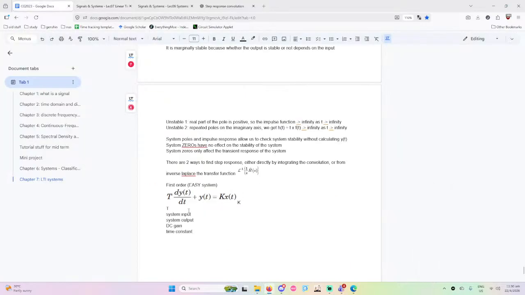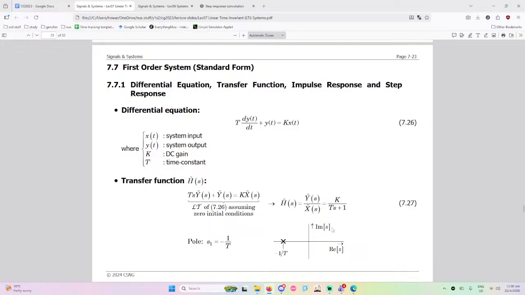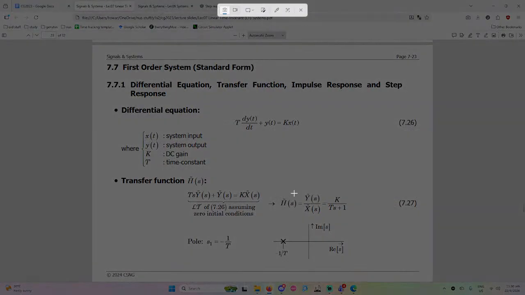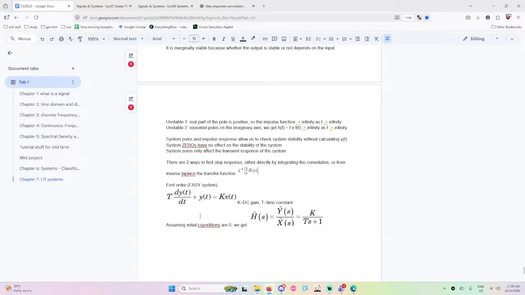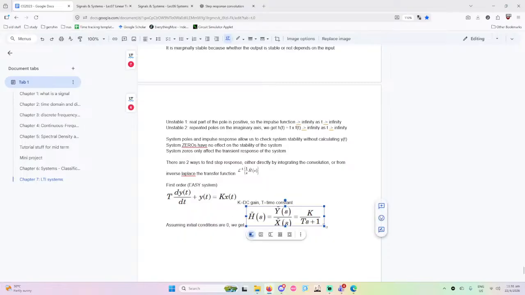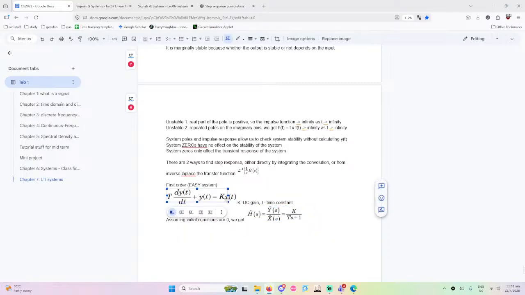And A will be equal to K over Ts plus 1 with s equal to 0. Therefore, A is equal to K. B is equal to K over s multiplied by capital T with s equal to minus 1 over capital T. So B is equal to minus K. Therefore, the step response will be equal to the inverse Laplace transform of K over s minus K over s plus 1 over capital T. Therefore, it is equal to K multiplied by u(t) minus K multiplied by e to the power of minus t over capital T multiplied by u(t). Okay? This is the second method to calculate the step response of a system.